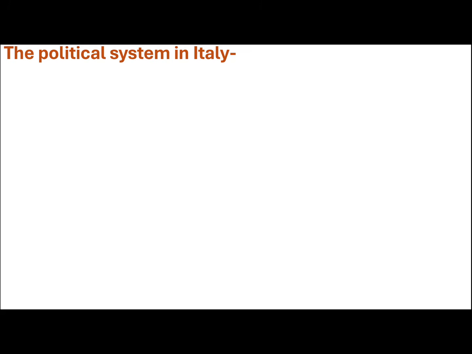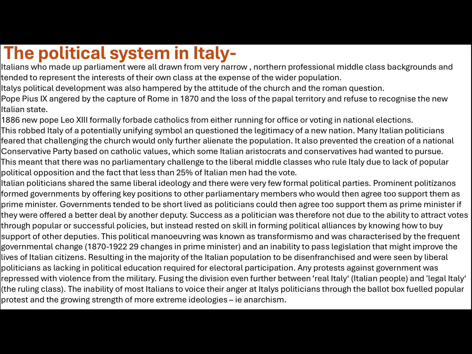The next key factor is the political system in Italy. I'll try to be as quick as possible. Italians who made up parliament were all drawn from very narrow, northern, professional, middle-class backgrounds and tended to represent the interests of their own class at the expense of the wider population. Italy's political development was also hampered by the attitude of the Church and the Roman question. Pope Pius IX, angered by the capture of Rome in 1870 and the loss of the Papal territory, refused to recognise the new Italian state.